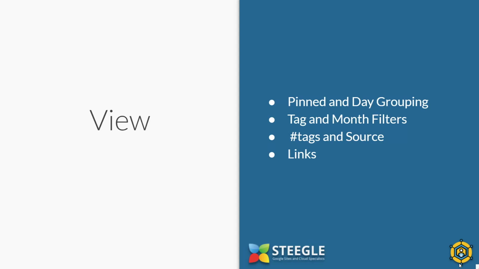Let's take a little time to look at how you can view the news and the features that the news gadget offers. You can have pinned news and news grouped by day. You can filter by tag and by month. You can use the hashtags and source tag to narrow the news down. And also you can use the link to link off to your actual news item. Let's see those in action.